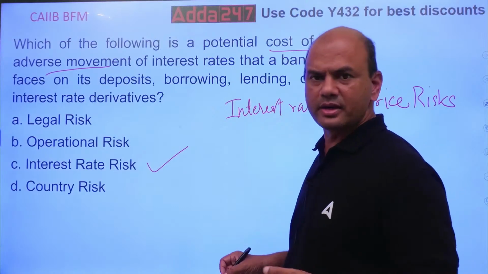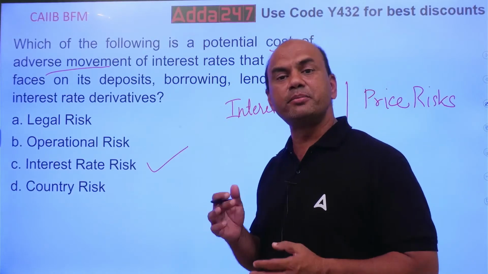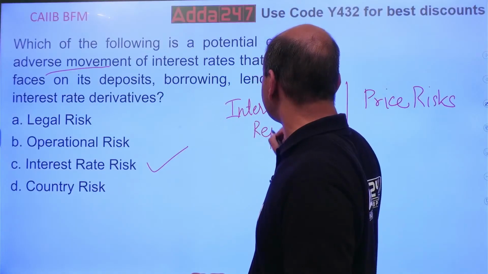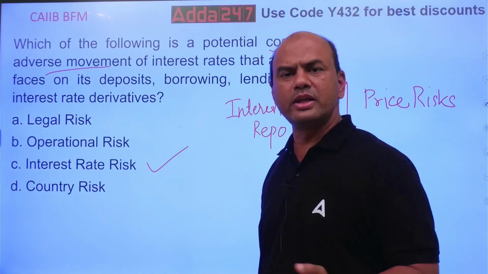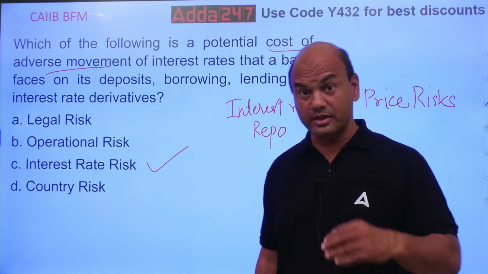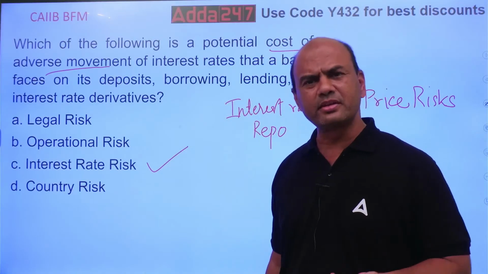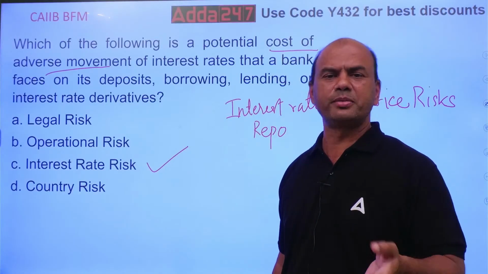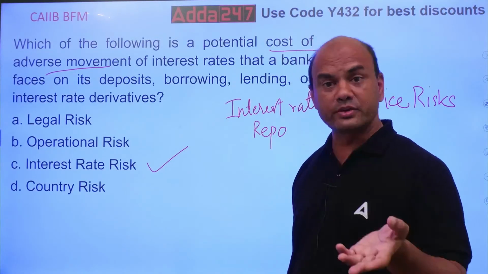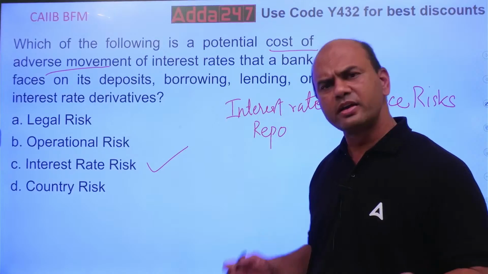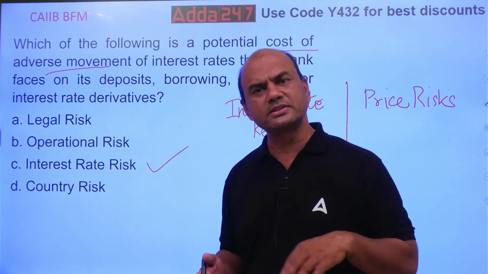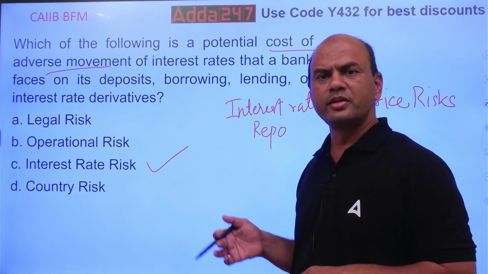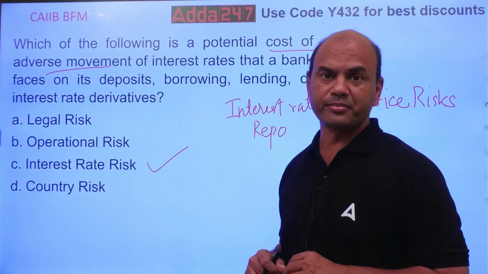What is the interest rate? Interest rate means any benchmark rate, let's say repo. If RBI tomorrow increases the repo, then what will happen? You'll always face problems. Your deposit rates will go up, your loan rates will go up. Reverse case, if RBI tomorrow decreases the repo rate, your deposit rates will be down, loan rates will be down. So that is the interest rate problem.